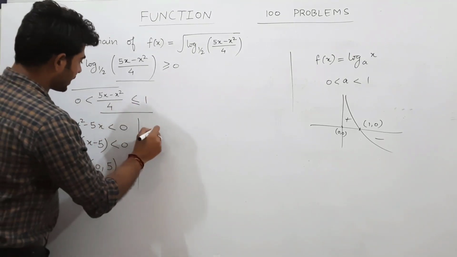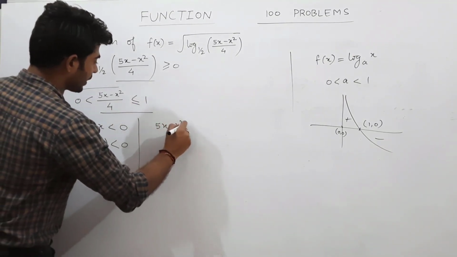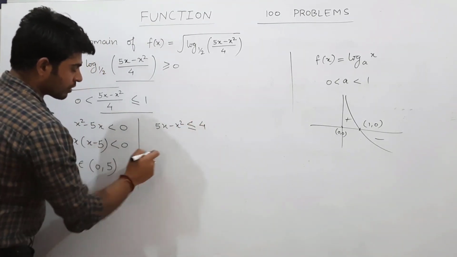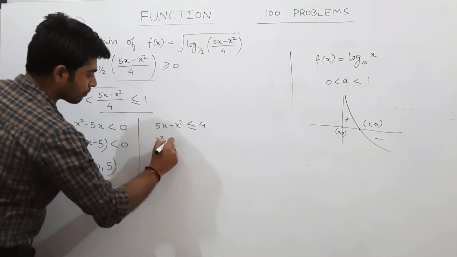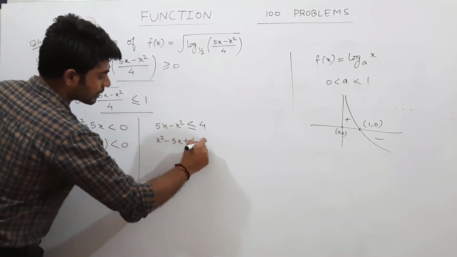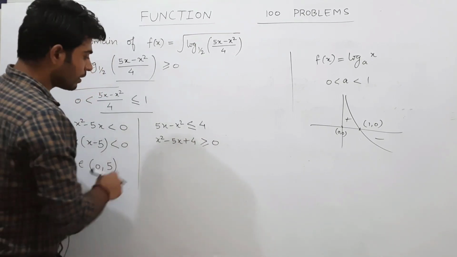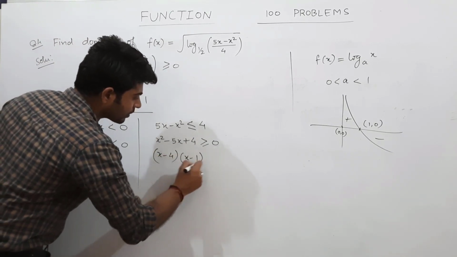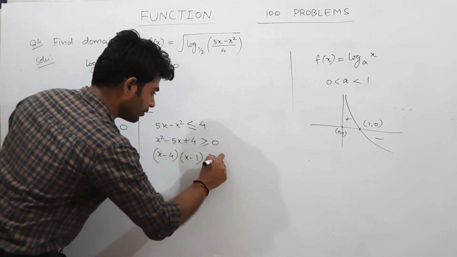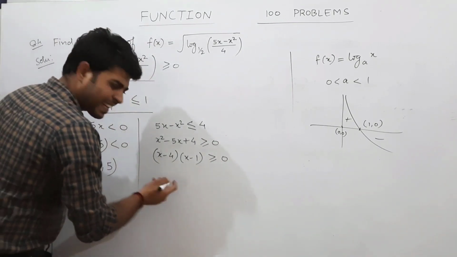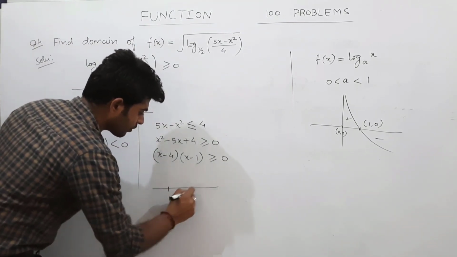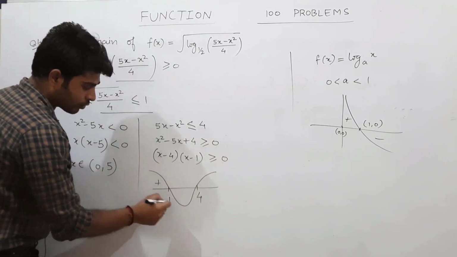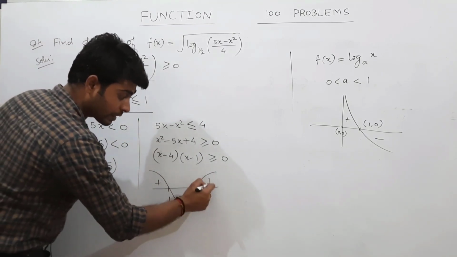On cross multiplication, here it comes 5x minus x square less than or equal to 4. Taking this entire quantity on the right side, we get x square minus 5x plus 4 greater than or equal to 0. Now on factorization we get (x minus 4) times (x minus 1) greater than or equal to 0. Again the same concept, we apply the wavy curve here with points 1 and 4. So we get the wavy curve like this. Before 1 it is positive, in between 1 to 4 it is negative, after 4 it is positive.